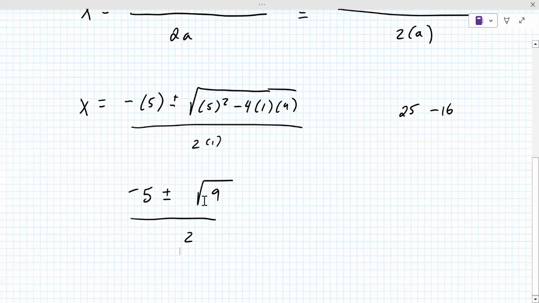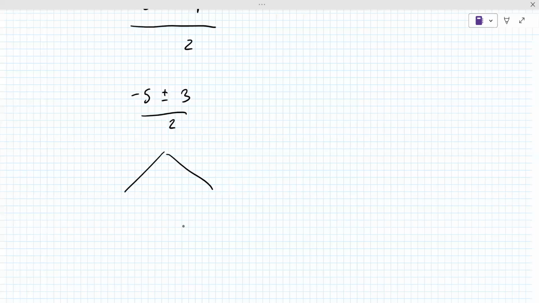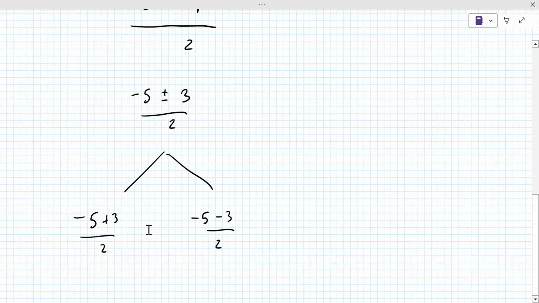Do you know the square root of 9? 3. Okay, so it's minus 5 plus or minus 3 over 2. This is actually two things. You have to break them apart here. Minus 5 plus 3 divided by 2, and minus 5 minus 3 divided by 2. Could you simplify those for me, please? The one on the right is negative 4. And the other one is 1. Good. Okay.